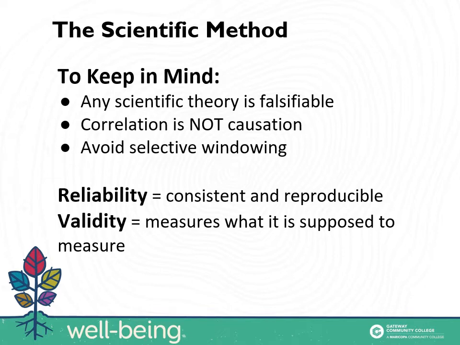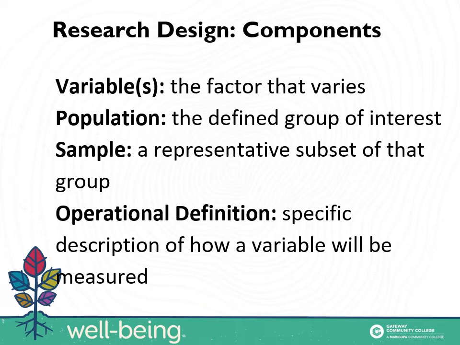So the two measures of really good scientific research are reliability and validity. You want to make sure that what you've done is consistent and reproducible, and you want to make sure that it's valid, that it actually measures what it's supposed to measure. You'll hear those two words quite a bit. They're very important to keep in mind.